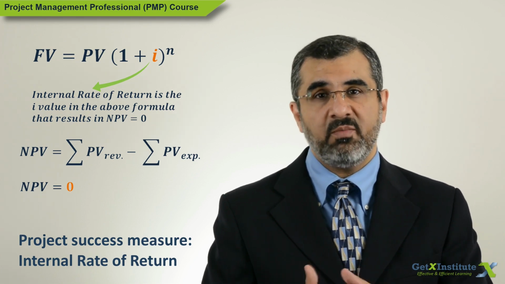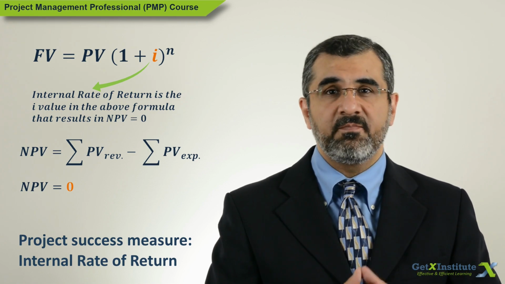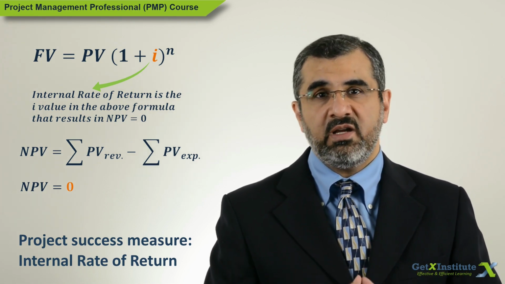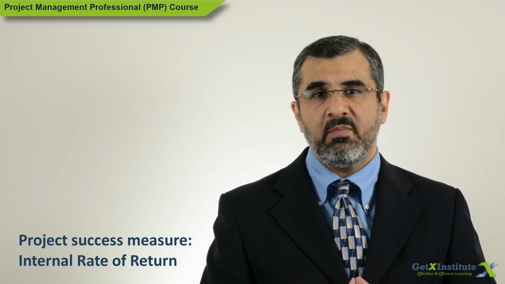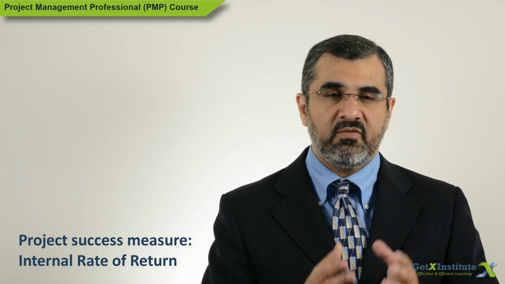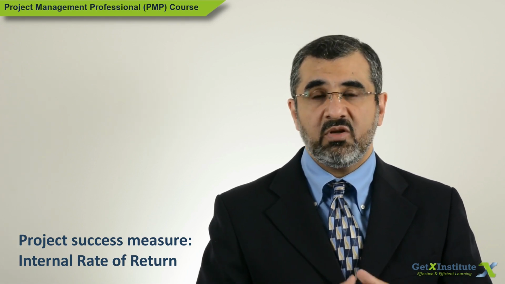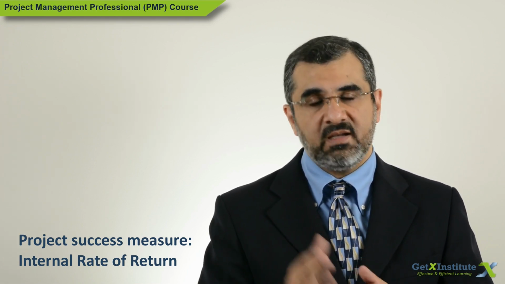Another way to describe it is that the internal rate of return shows how quickly the project cash flow goes into positive from negative. The quicker cash flow becomes positive, the higher the internal rate of return. For example, two projects A and B have an internal rate of return of 20% and 12% respectively. Project A with 20% IRR is a better choice.